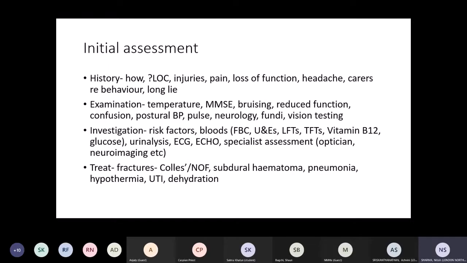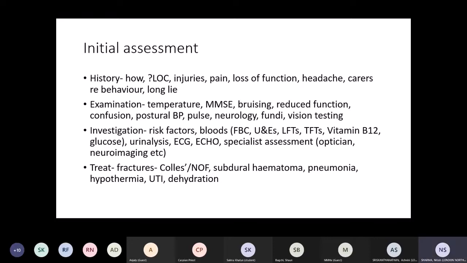Okay, so if a patient presents with falls, how do you start? So first of all, history is very important with the falls, because in most cases, the history will give you the exact reason for the fall. So first of all, when it happened and how it happened. By how, you need to ask what the patient was exactly doing before the fall, and was there any loss of consciousness, injuries, pain, loss of function, headache. So with headache and the loss of consciousness, you could start thinking of a neurological cause. With loss of consciousness and palpitations, you could start thinking of a cardiac reason for the falls.